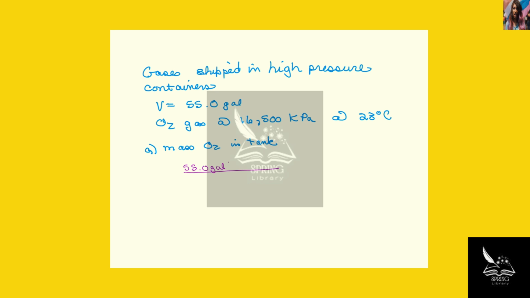times 3.795 liters per gallon. And that will equal 55 times 3.795 is 208.7 or 209 liters.